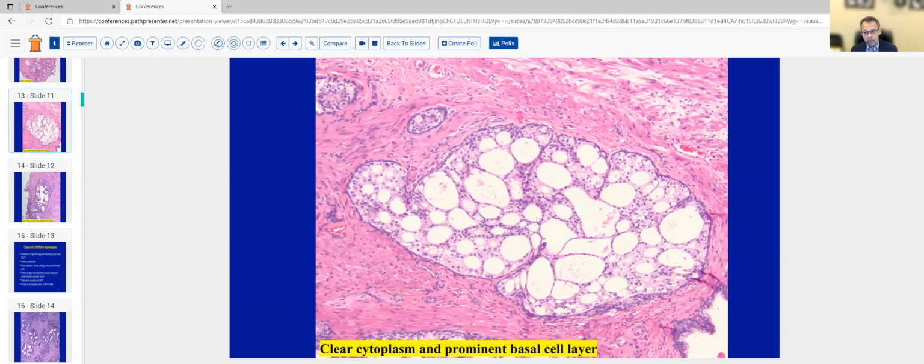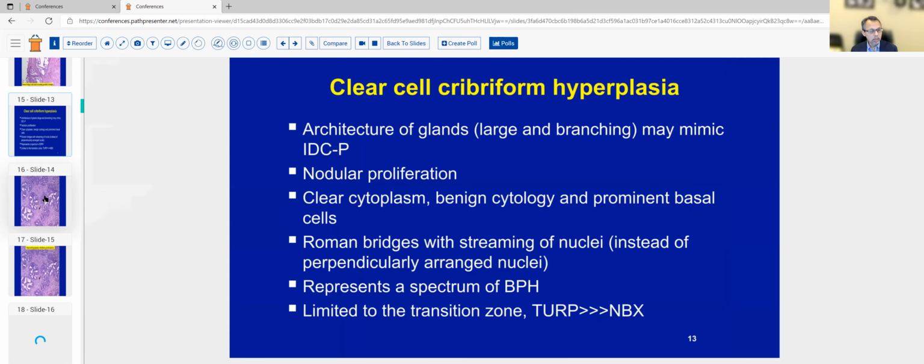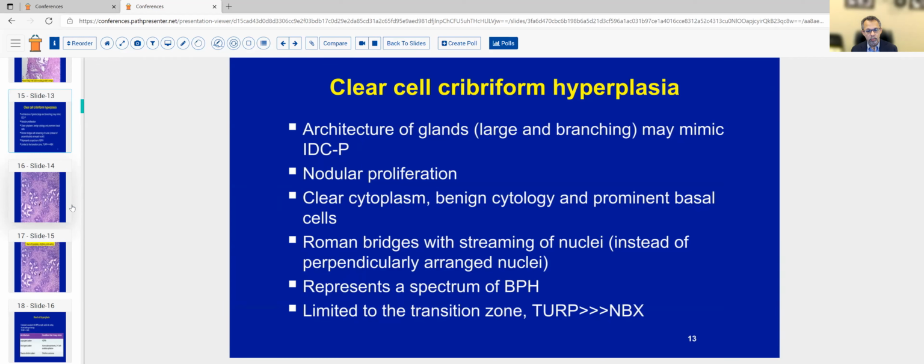The proliferation can be quite exuberant, but again, note that in the bridges, nuclei stream parallel to the bridges compared to the perpendicular location that you expect for more atypical spectrums. I believe this is better appreciated in this particular example as seen here. And again, notice these prominently displayed basal cells. So in this particular condition, you really do not need a basal cell marker to prove that you have basal cells. The morphology is pretty distinctive here. So the diagnosis is clear cell cribriform hyperplasia.